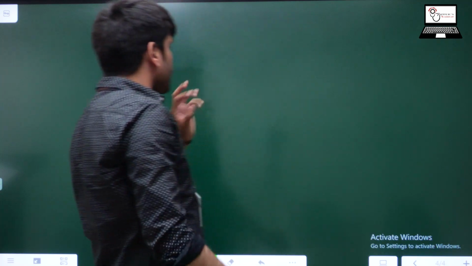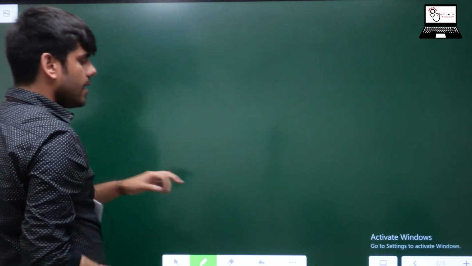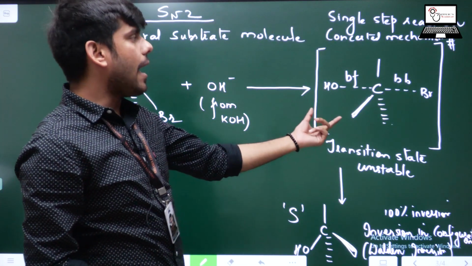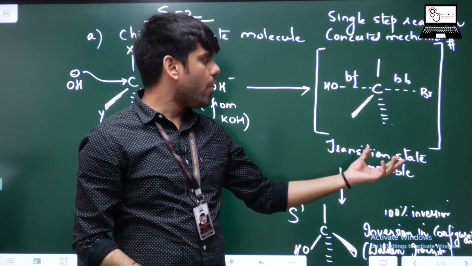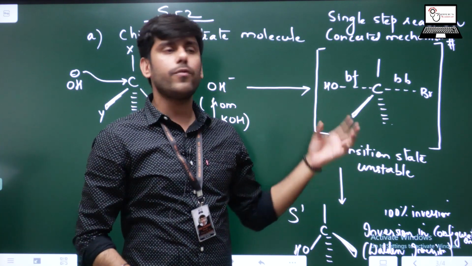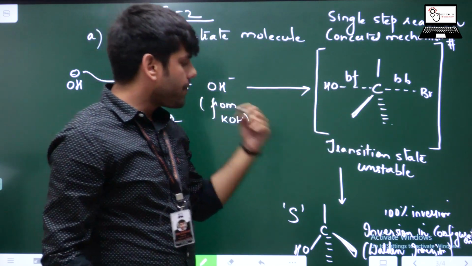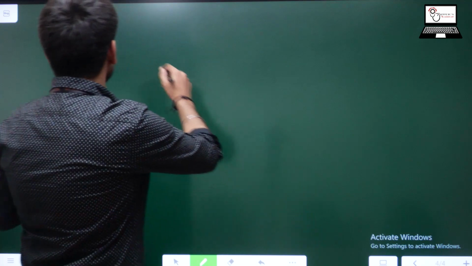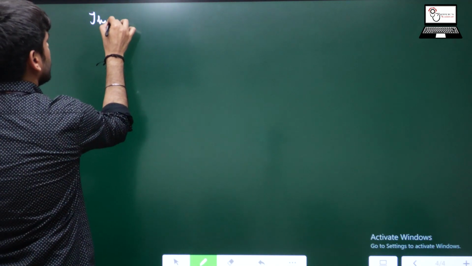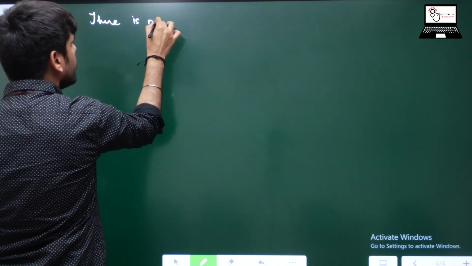Now, other features of SN2. Since I told you that here we have a transition state being formed, and this transition state is unstable for obvious reasons, because carbon is shown with 5 bonds, there is no intermediate formation. This is a very important point. There is no intermediate formation.